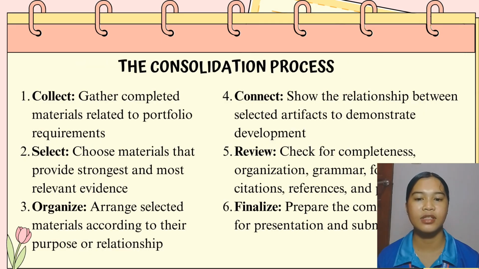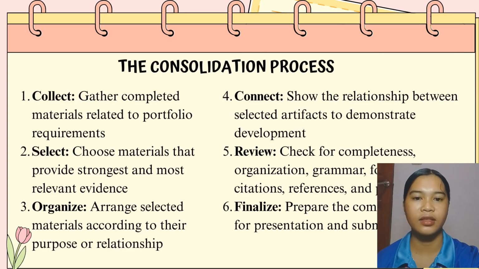Now that we know why consolidation is important, let us look at how we actually do it. The consolidation process has 6 important steps: collect, select, organize, connect, review, and finalize. First is collect. It means gathering completed materials related to portfolio requirements. Second is select. After collecting our materials, we need to choose the artifacts that provide the strongest and most relevant evidence. Third is organize.